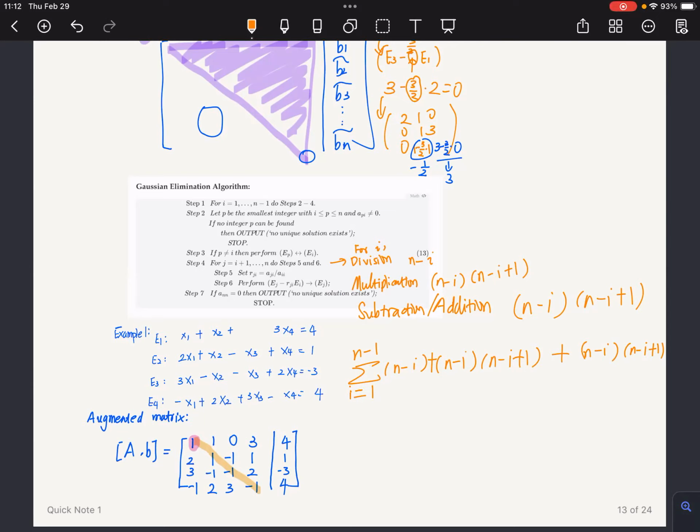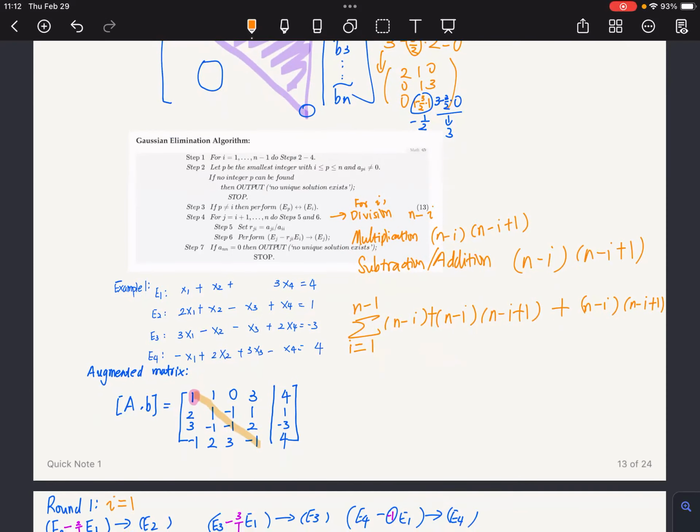If you want to know the details, I believe I have already posted the alternative textbooks on Canvas, and you can take a look at the lecture notes I posted there. At the end, if you count the total number, you get 2/3 n cubed, plus 3/2 n squared, plus 7/6 n.